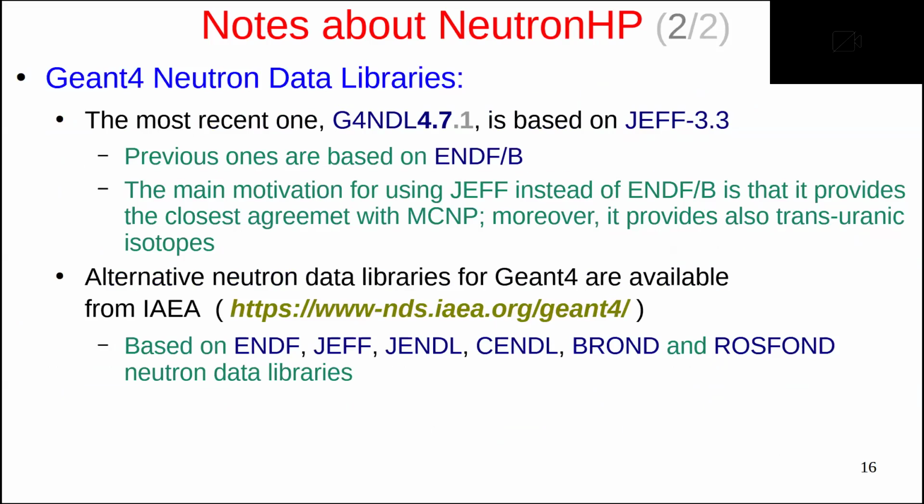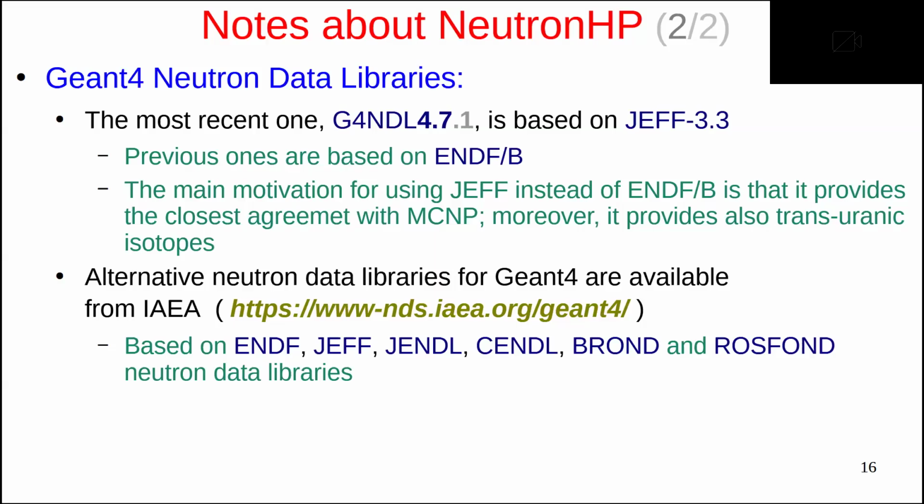Yes, so these data libraries are called in Geant4 G4NDL, Neutron Data Library, with some numbering, because we are improving and changing over the time. And the one which corresponds to 11.3, which is the one that we are covering in this lecture, is 4.7.1 and is based on JEFF 3.3. JEFF are the neutron library distributed by the European, by IAEA, essentially. Before that, we were using the American one. They were based on the ENDF/B thing.